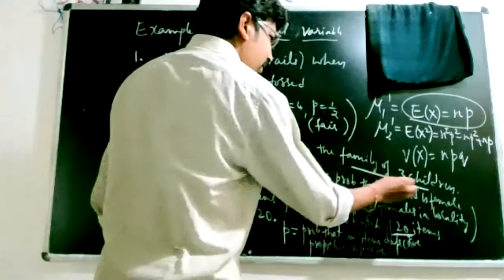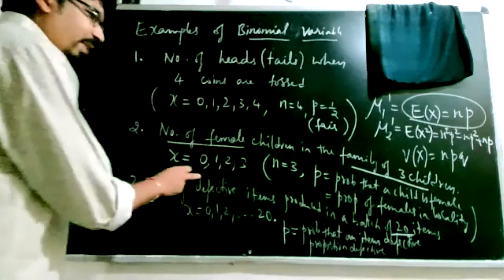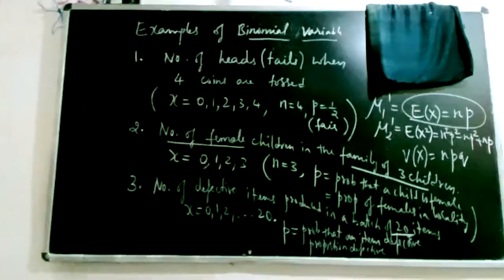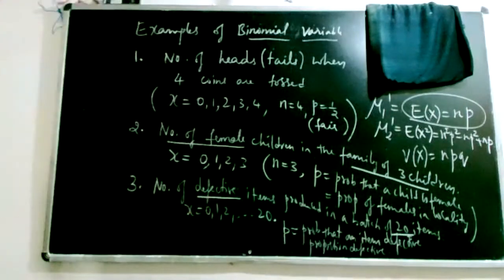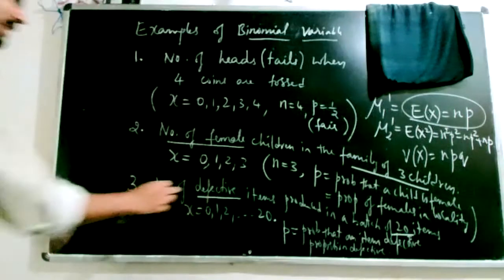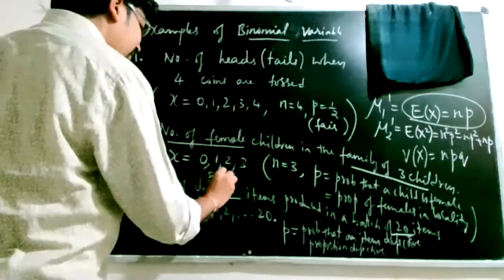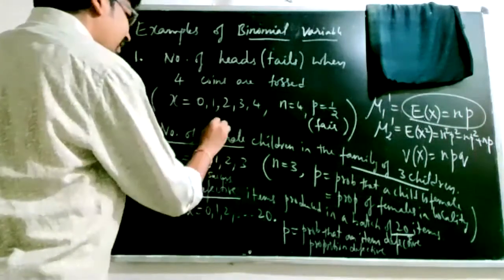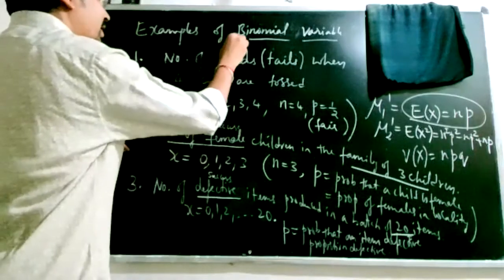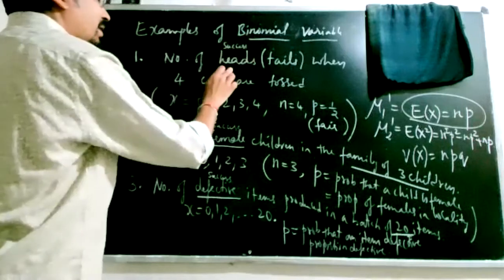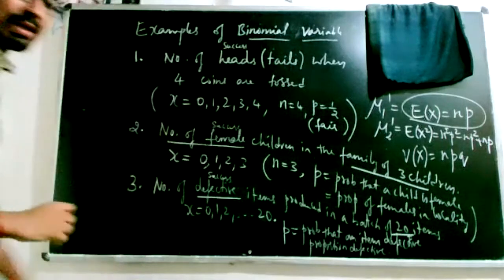Now your examples are always such that you are fixing your n. So n must be defined first. Then you get the x values, whatever x you take, P must correspond to it. So here you are counting the defective items, so success indicates defective. I'm counting the female children, so success indicates female. I'm counting heads, then success indicates head. If you're counting tails, then success indicates tails.